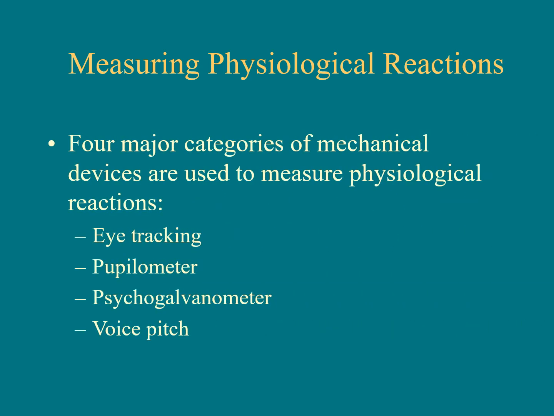Four major categories of mechanical devices are used to measure physiological reaction. Number one, eye tracking, pupillometer, psychogalvanometer, voice pitch.